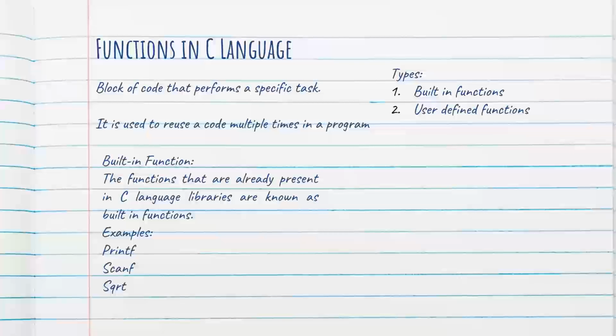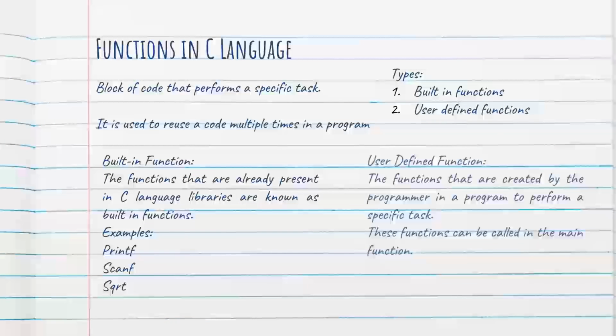For example, we have discussed the stdio.h library. That library contains printf and scanf functions. Similarly, we discussed the math.h library, which contains the sqrt function. Similarly, we discussed the console input output library, which contains getch and getche functions. So there are multiple built-in functions present in C language, and we can use them by including a library. And these functions are also known as standard functions or library functions.